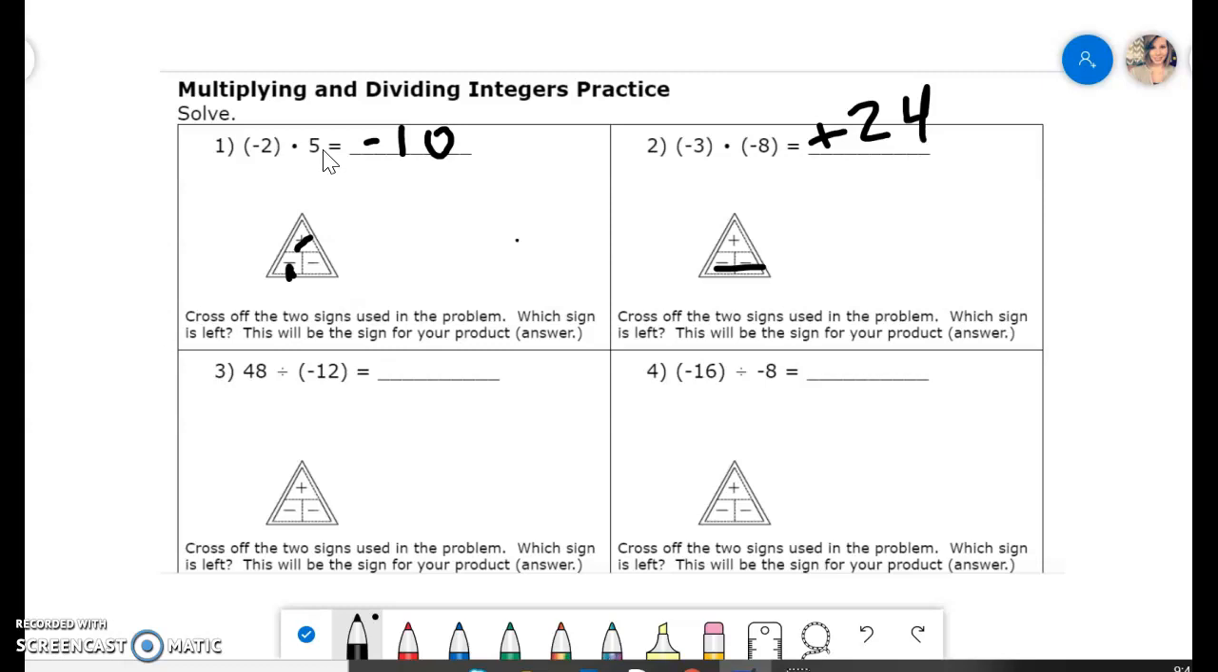All right, with division, it's the same thing, except of course you're dividing. 48 divided by 12 is 4. We have a positive and a negative, so I'm going to cross out a positive and a negative. That leaves me with a negative. And number 4, 16 divided by 8. That leaves you with a 2. We have a -16 and a -8, so I'm going to cross out both negatives. That's a +2.